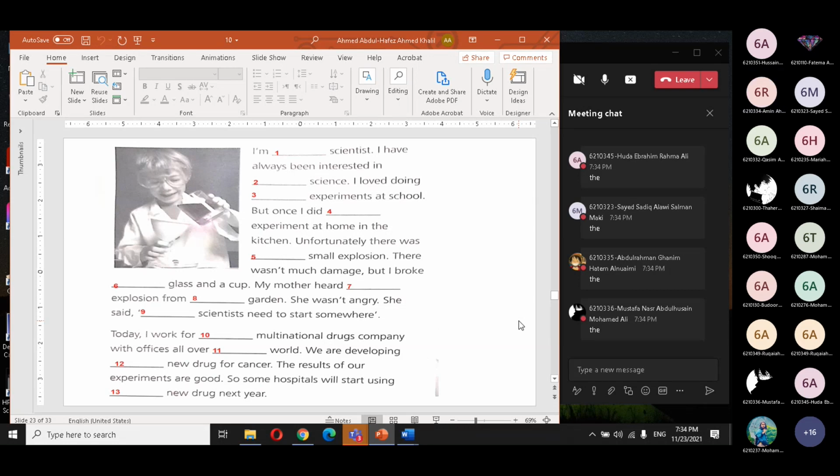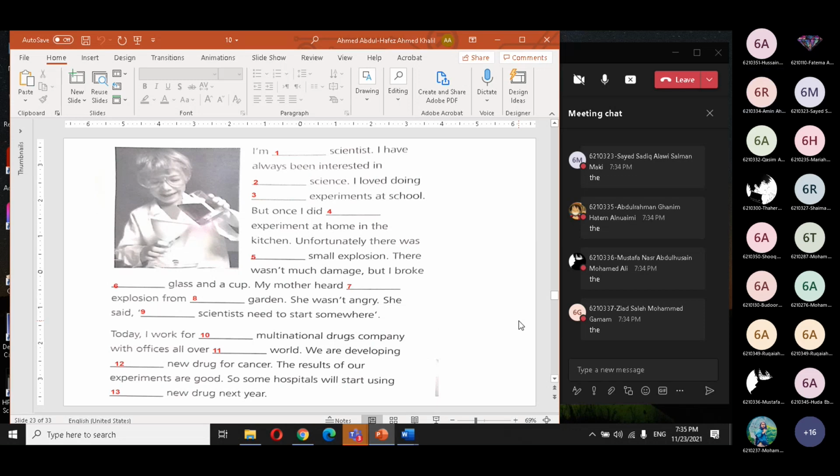I love doing experiments at school. Yalla, tell me: a, the, or zero? Zero. Experiments, singular or plural? Plural. We said with plural nouns we use zero, right? This is the first point we said. We said if it is an uncountable noun or if it is plural, no article, zero. So you say I love doing experiments at school.